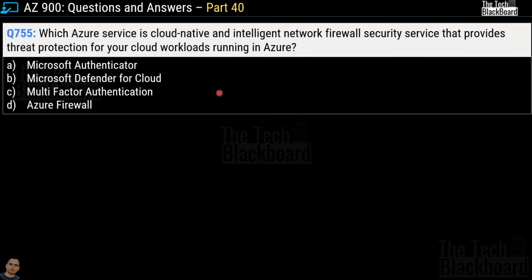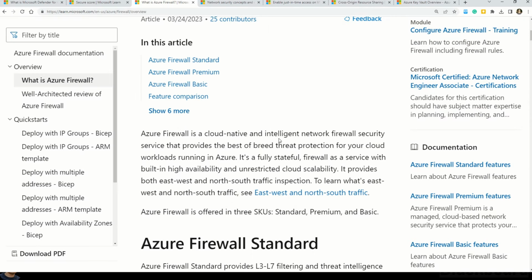Question number 755 says that which Azure service is a cloud-native and intelligent network firewall security service that provides threat protection for your cloud workloads running in Azure? Your options are Microsoft Authenticator, Microsoft Defender for Cloud. The third option is multi-factor authentication, and lastly Azure Firewall. So have you already picked the right answer? Let's match off. The correct answer for this question is option D, Azure Firewall. So what is Azure Firewall?